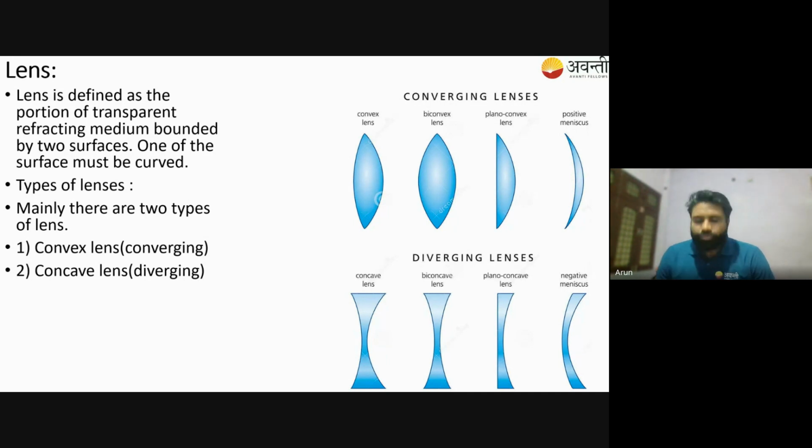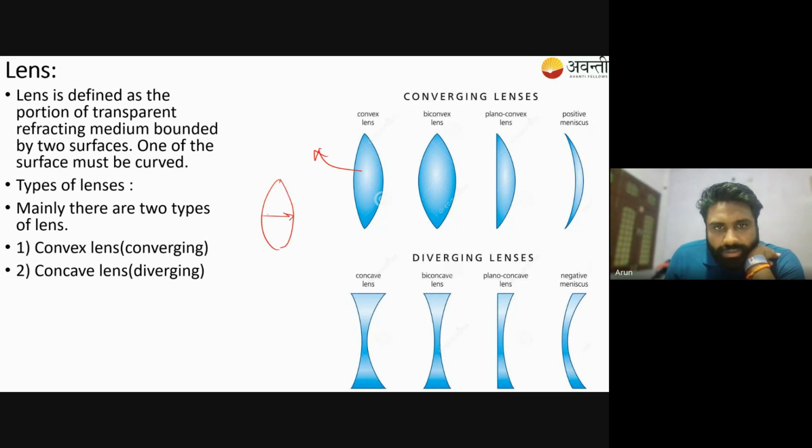Based on the data, we have two types of lens, convex lens and concave lens. A convex lens is also termed a converging lens, and a concave lens is also termed a diverging lens. How is it so? A convex lens is this, you can see, in which the middle portion of the lens is bulging out and the corners are near to each other.